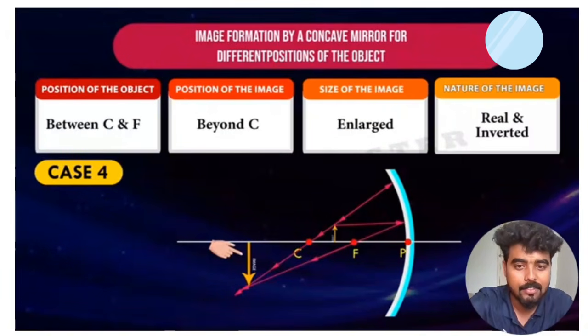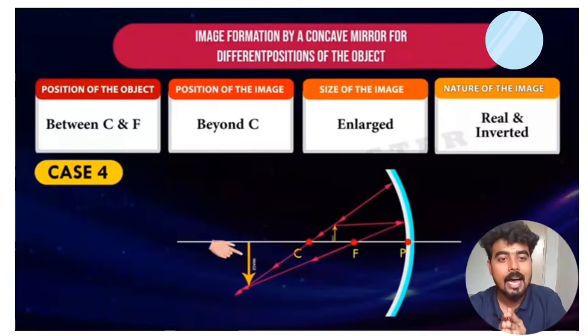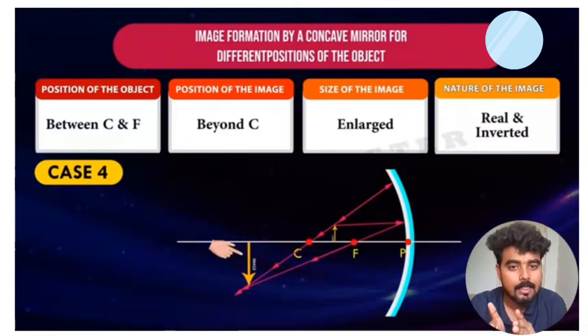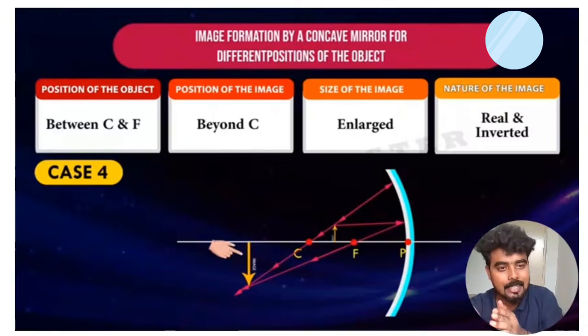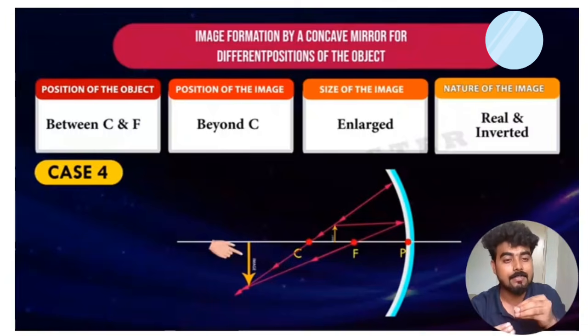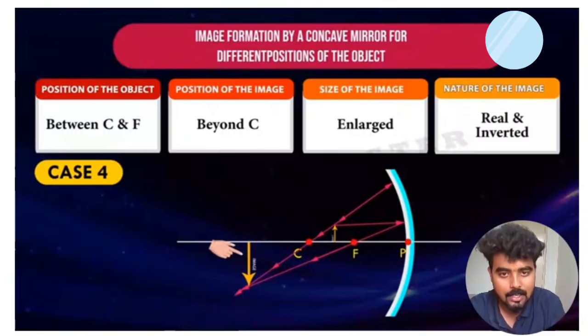Now case study number 4. When the object is placed between the center of curvature C and the focus F, as the object comes closer, the image moves further away. The rays intersect beyond C, so the image is formed beyond C. Its nature is real and inverted. So the size will be magnified when compared to the object which we are going to place in front of the mirror. Okay.